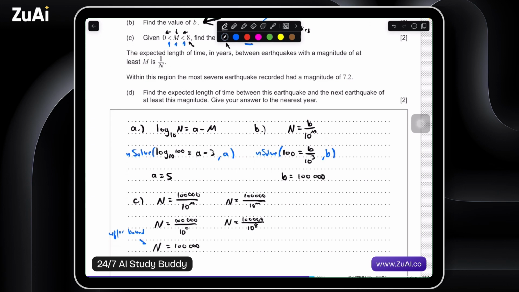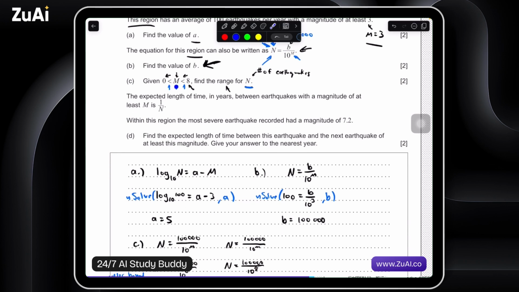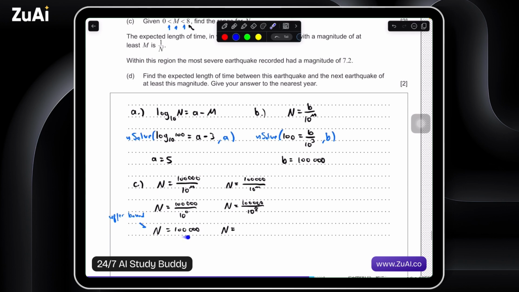And so what could this be? So once again, what we're doing here, we have this equation which gives us the number of earthquakes. The number of earthquakes is equal to 100,000 divided by 10 to the power of the strength of the earthquakes. So if we have strength of the earthquakes between 0 and 8, what is the total range of number of earthquakes that we could possibly have? So if we put in the lower bound of 0, that is to say super weak earthquakes, we could have up to, let's say, 100,000 in this certain region.